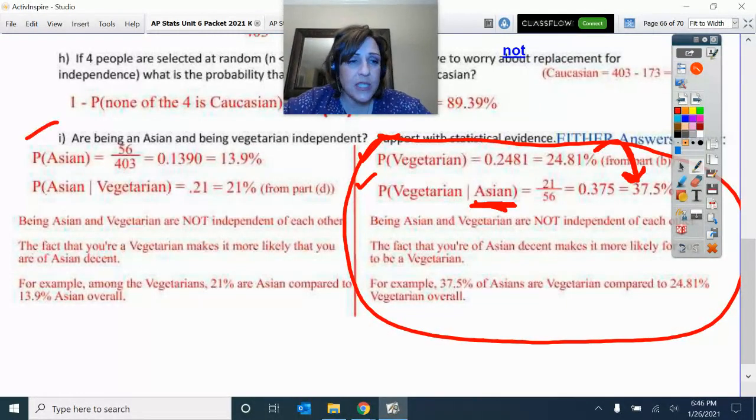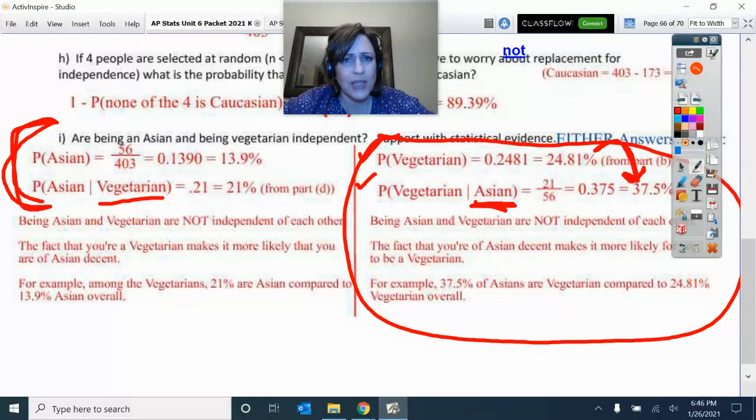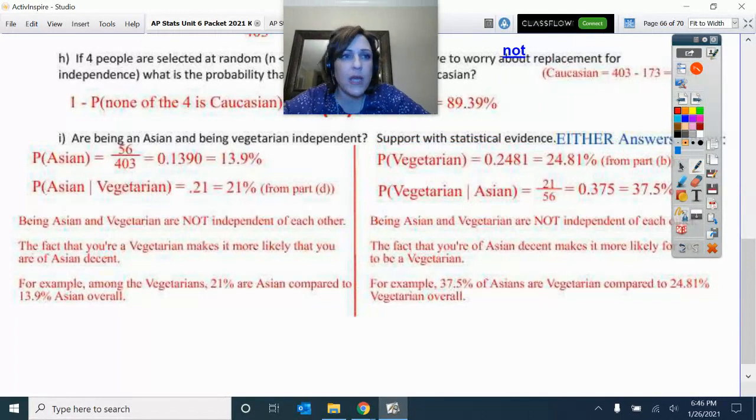Okay, you could do it this way, but this way doesn't really, I'm thinking in context, make sense. It's saying the fact that you're a vegetarian makes it more or less likely that you're of Asian descent. Okay, it's kind of which is the explanatory variable, keeping that in mind. Okay, that's number 10. So let's look at 11, 12, and 13.